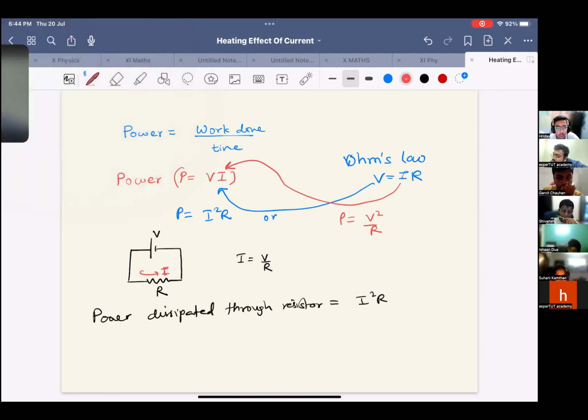Now, what is the meaning of the statement, power dissipated through the resistor? It means that through the resistor, this much amount of power is radiated. Dissipated means it disperses, it gives out to the environment. Let's say the bulb is dissipating light. In the same way, the resistor is dissipating power. Okay, fine. Does anyone have any question till here?